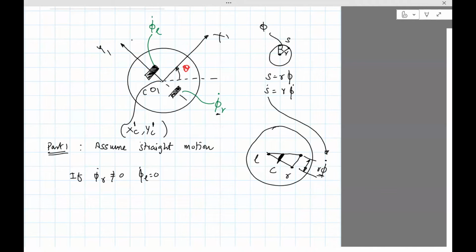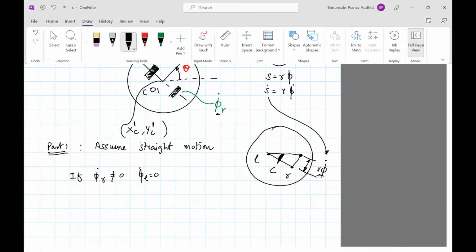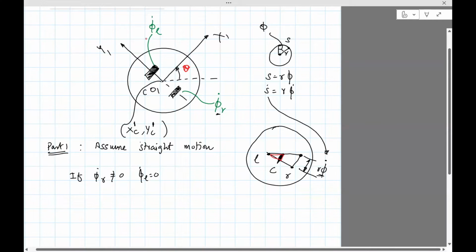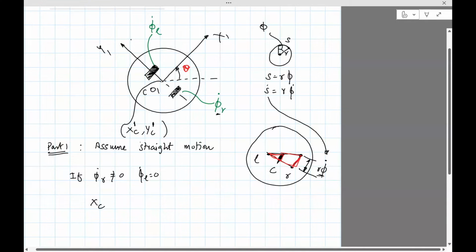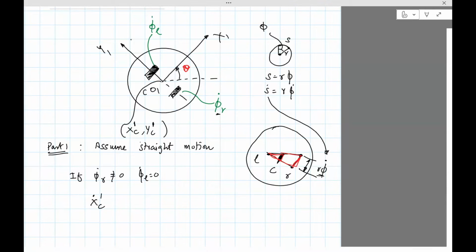But we see that point C has only moved half the distance because the two triangles are similar. This triangle is similar to that triangle, and C is midway. So the distance moved by xc, or in this case, since it's a velocity, xc dot in frame 1, is going to be r times phi dot divided by 2.